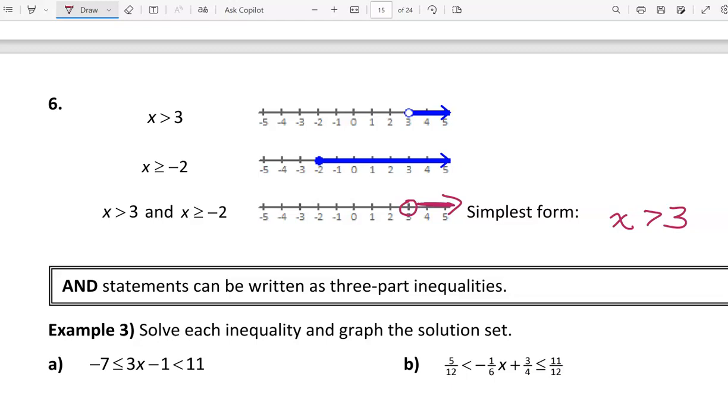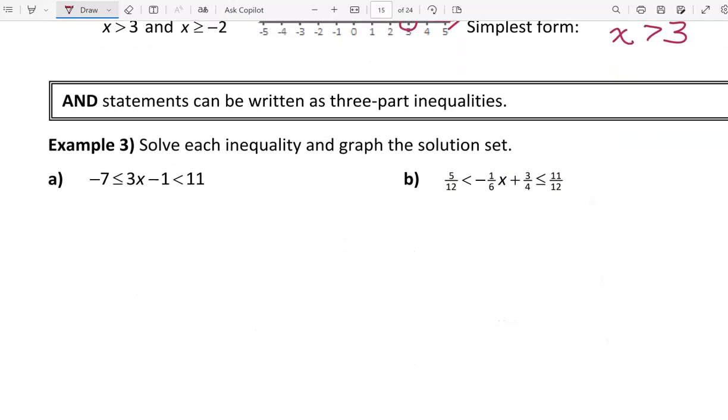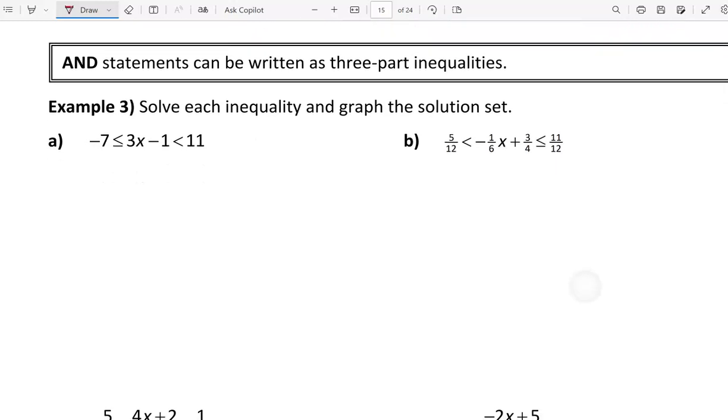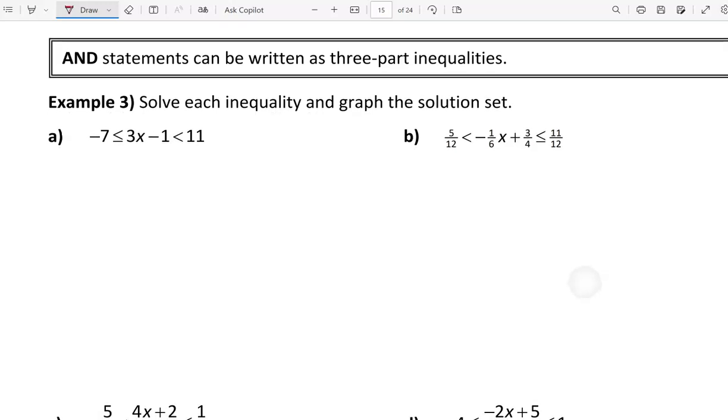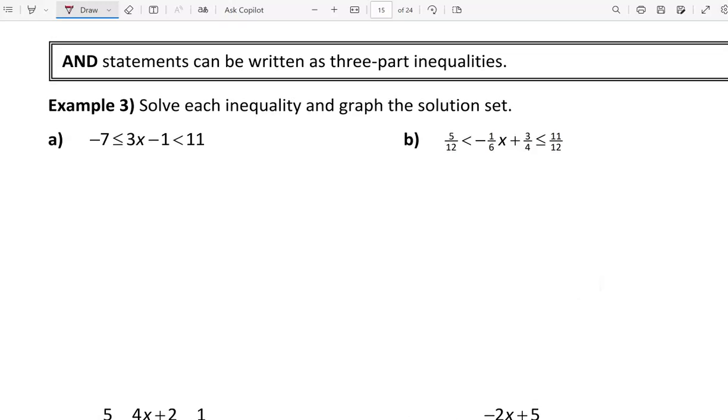Now we're going to move on to and statements, which can be written as three-part inequalities in some cases. But every three-part inequality actually represents an and statement. The statement below in example number 3, now don't copy this down, but can be expressed as -7 is less than or equal to 3x minus 1, and 3x minus 1 is less than 11.